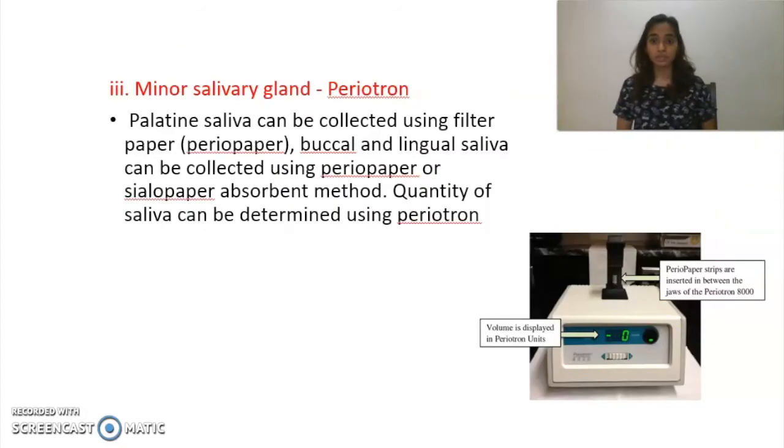Okay, now we use a periotron to collect saliva from the minor salivary glands. A periotron will display a volume in units, and it shows the quantity of saliva. Using a filter paper known as perio paper, or the absorbent method, we absorb the saliva and then, using a periotron, it will display the number. So moving on.